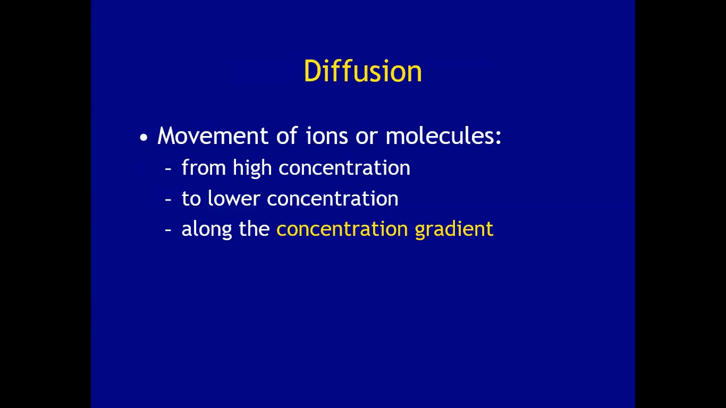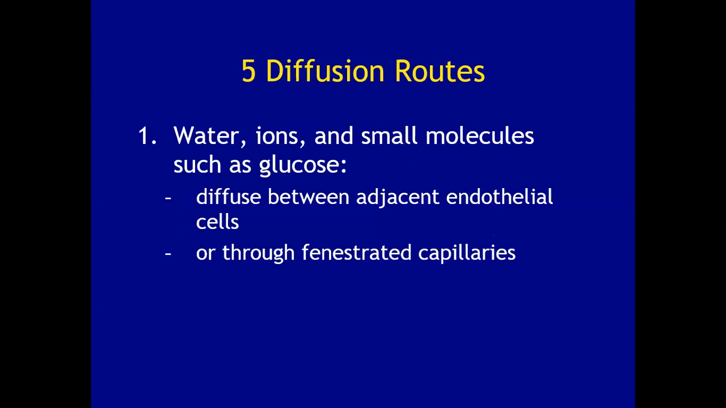Start with diffusion. Y'all know, movement of ions, molecules, stuff, I like to call it, from a high concentration to a lower concentration. We say it moves down the concentration gradient, okay? We got 5 routes that things can diffuse through. 1, water, ions, small solutes, glucose, things like this can go through those little fenestrated capillaries. Remember, there's pores in them. These guys are small enough they can go through the pores. It's not going to prevent diffusion from happening. So if there's more stuff on one side than there is on the other, because they're small enough, they're going to be able to go through.